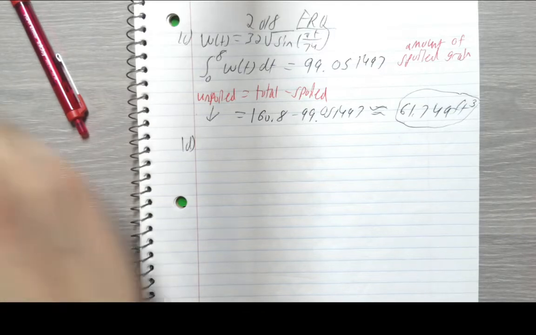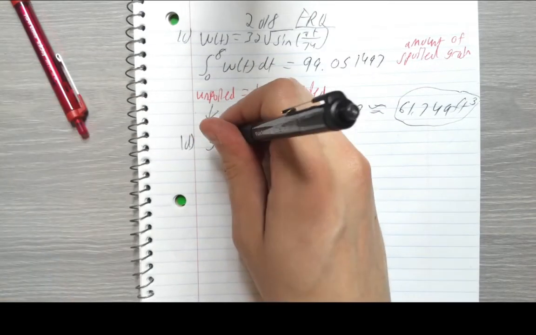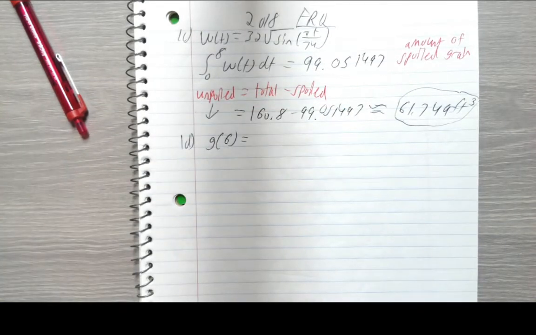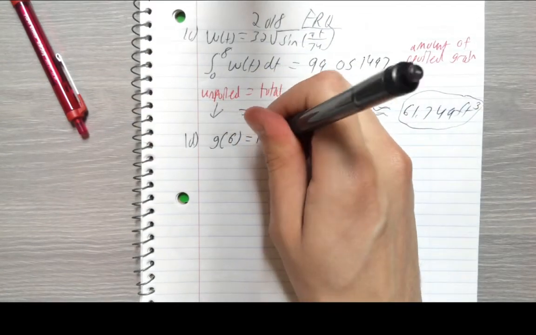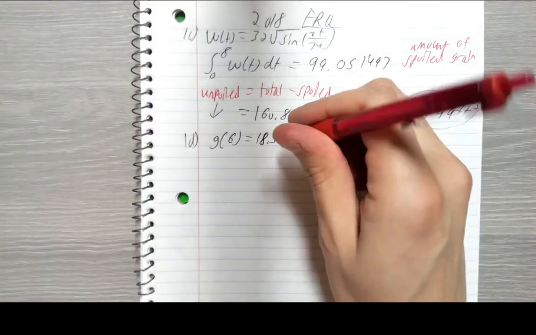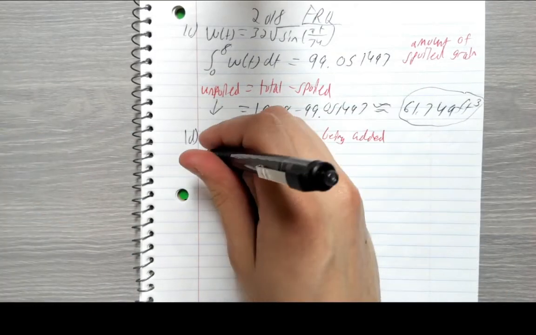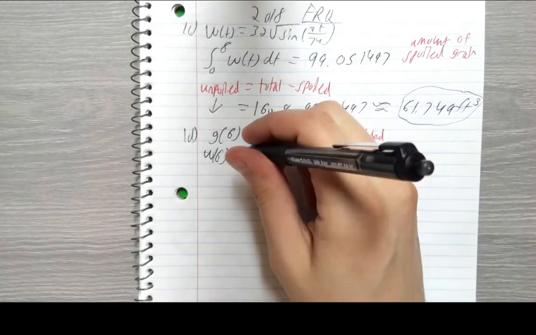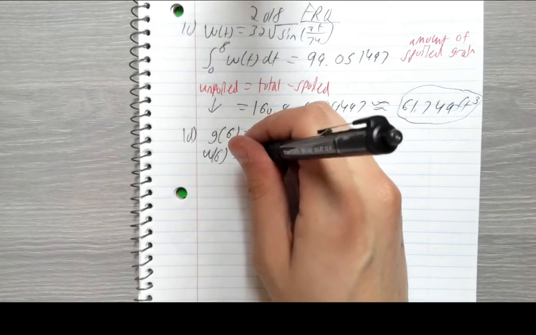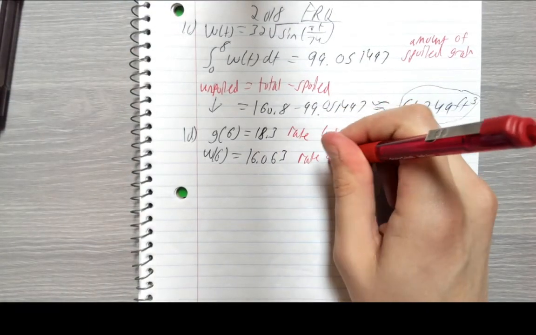So we know that G of t, in this case G of 6, is going to be the rate at which grain is being added. You can look at the table. So we just look at the table, it's 18.3. So that's the rate being added. Now the rate at which the grain is spoiling can be found by the formula for W. W of 6 is equal to 16.063. That's the rate grain is spoiling.